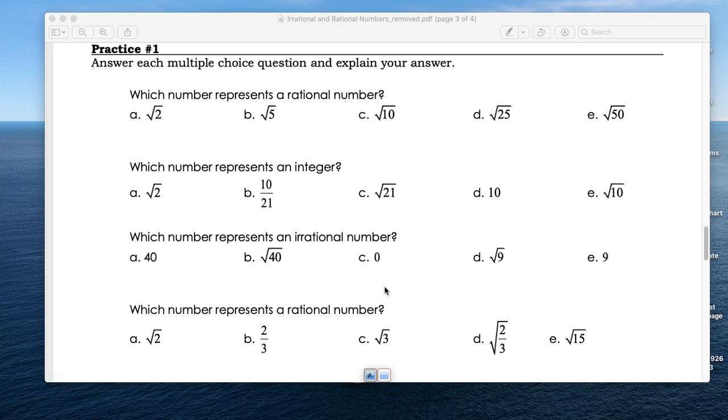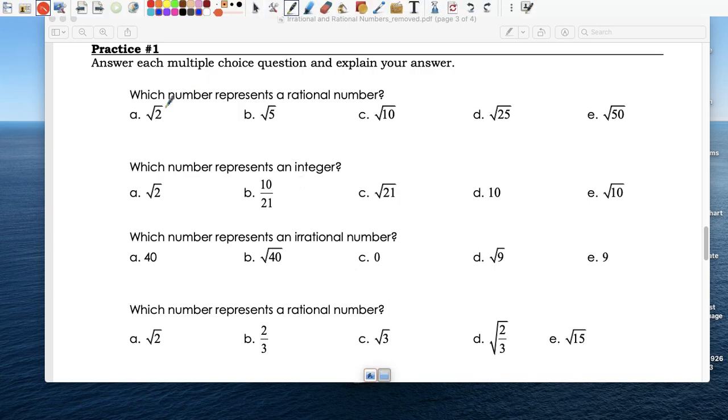Okay, so this side you can actually probably read it. So which number represents a rational number? Okay. Square root of 2, is there a square root of 2? No. It's not a perfect square, so this is irrational. Square root of 5, also irrational. Square root of 10, irrational. Square root of 25, it's easy. That's 5, because 5 times 5 is 25, right? So imagine that square. The area was 25. What could be these two sides? Well, this is 5 and this is 5. So square root of 25 is 5. And 5 is a rational number, so that's our answer. Square root of 50 is not, because it's irrational.